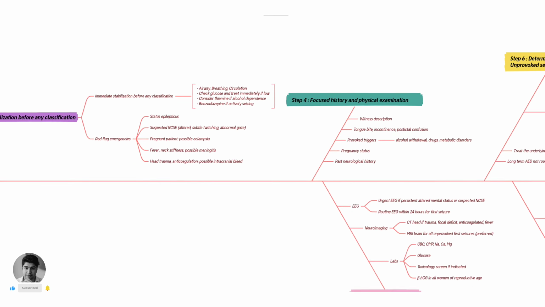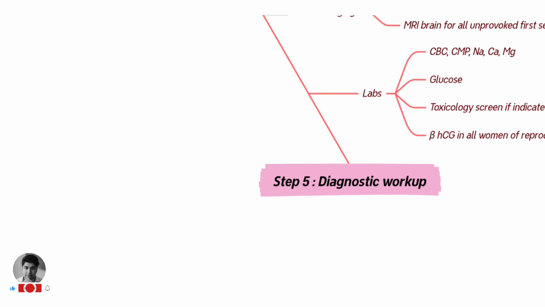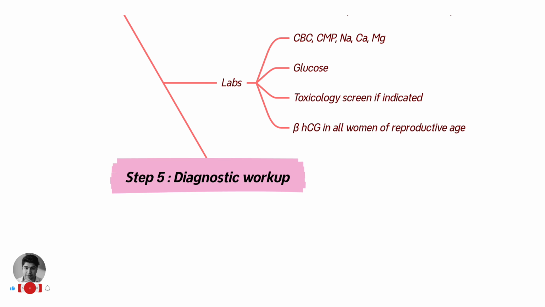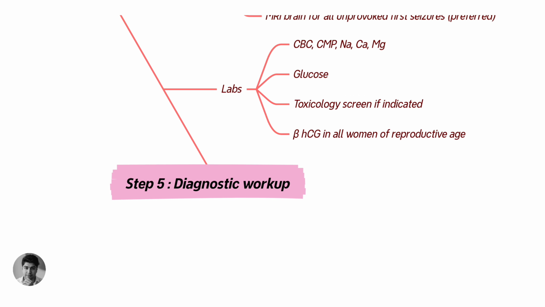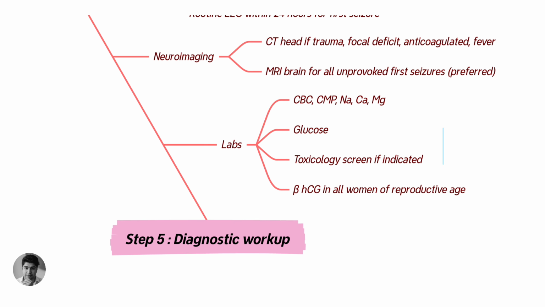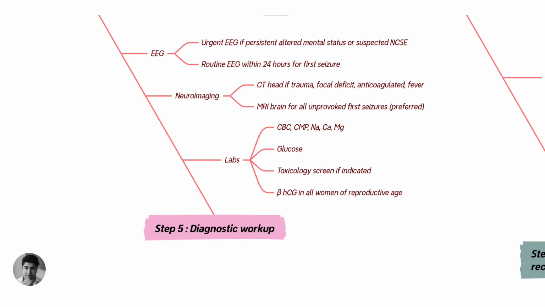Section 5 from the chart: workup. Labs include electrolytes, glucose, calcium, magnesium, CBC, tox when needed. CT for trauma, fever, anticoagulation, or focal deficits. MRI is preferred for a first unprovoked seizure. AED within 24 hours. Urgently if non-convulsive status suspected. His CT and labs are normal. MRI and EEG are ordered.